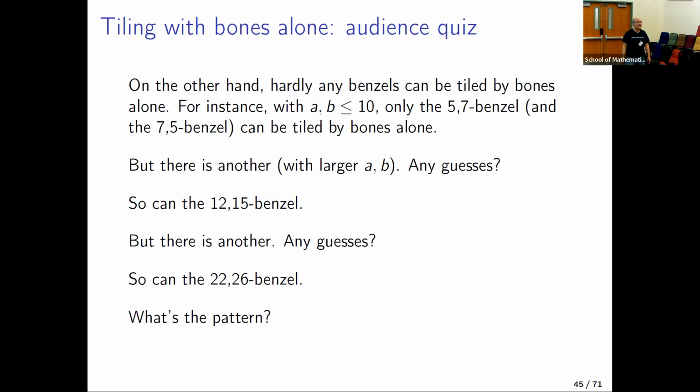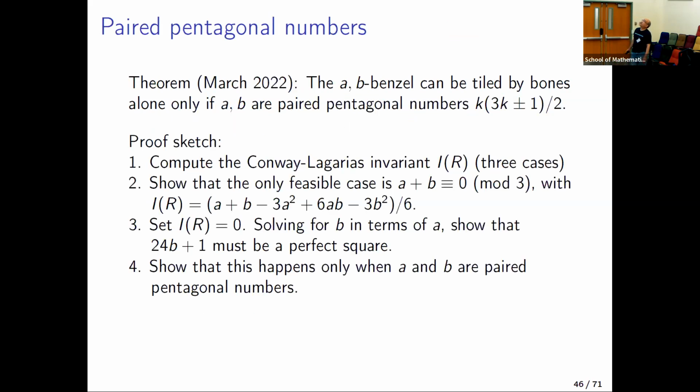Pentagonal numbers. That's absolutely correct. These are pentagonal numbers. So here's a theorem from a couple of months ago. The AB Benzel can be tiled by bones alone only if A and B are paired pentagonal numbers, K times (3K plus or minus 1) over 2. Here's a sketch of the proof.